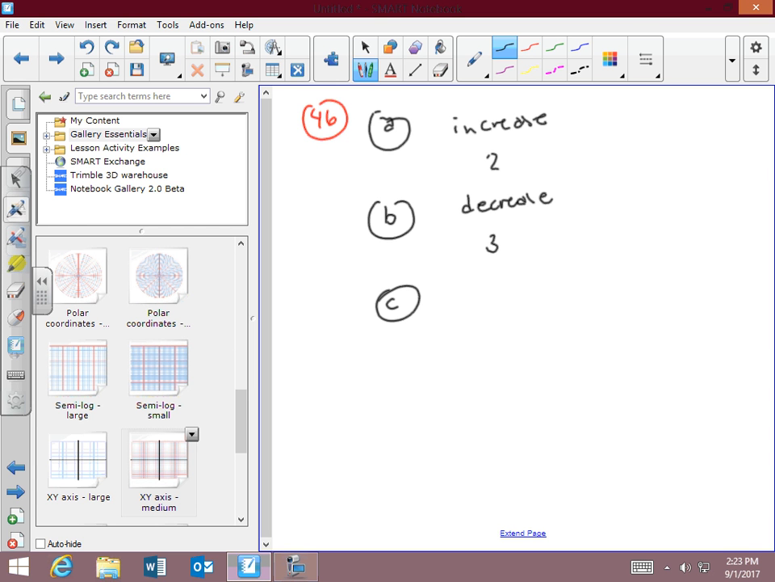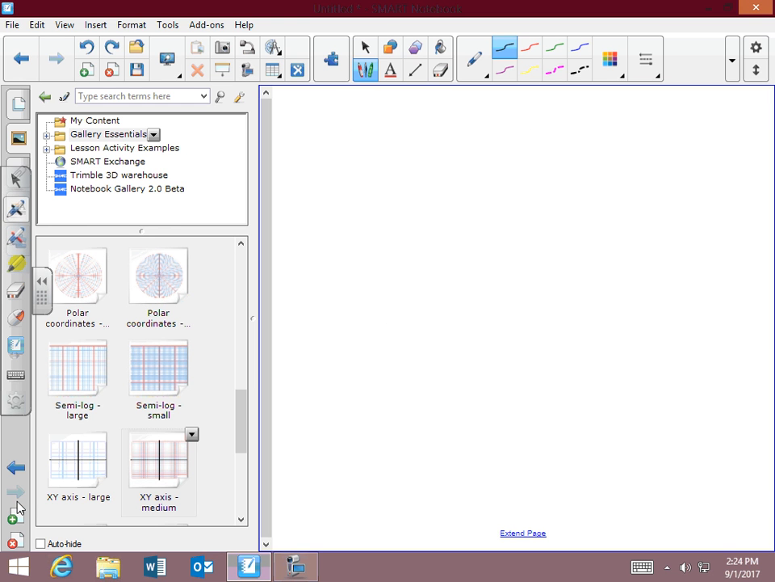If the line has a slope of minus 2, then the value of y does what? Increases or decreases? Decreases, by 2. So that's the way you do those problems.